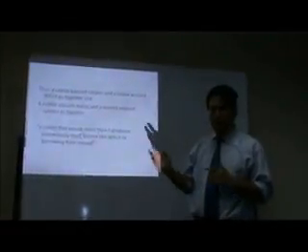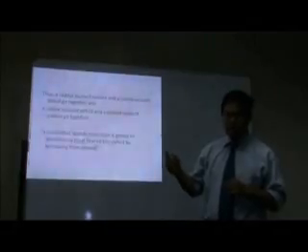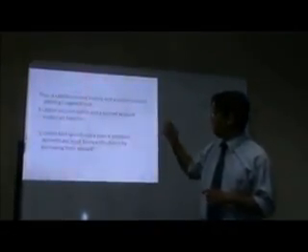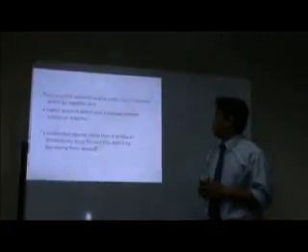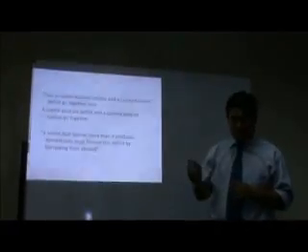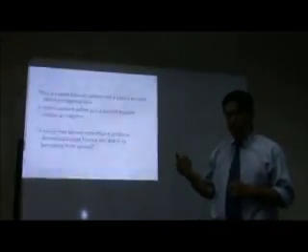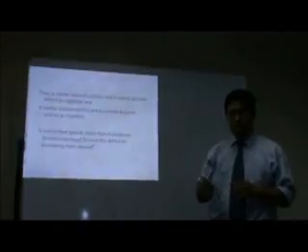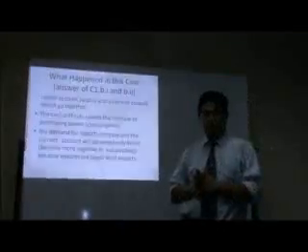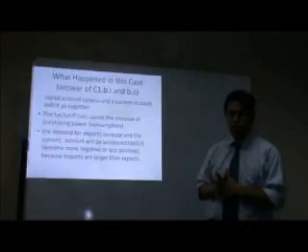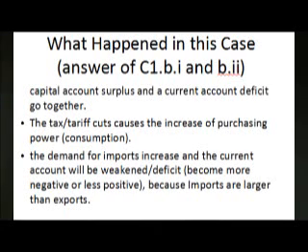Thus, a capital account surplus and a current account deficit go together, and a capital account deficit and a current account surplus go together. A nation that spends more than it produces domestically must finance this deficit by borrowing. What happened in this case? Answer of the case C1: capital account surplus and current account deficit go together.